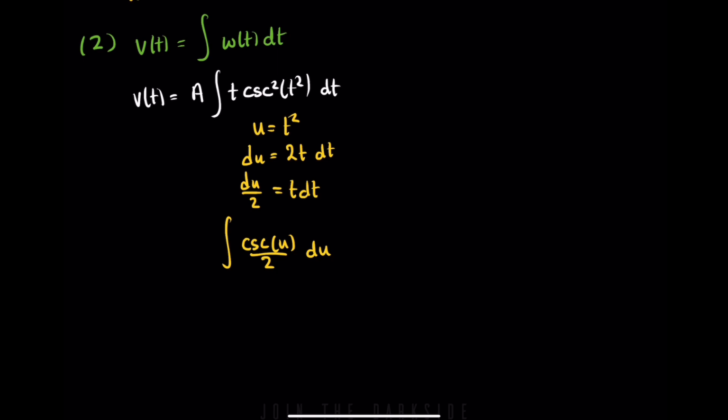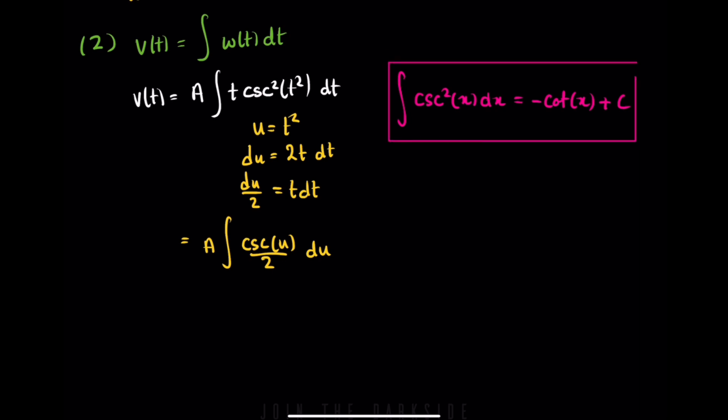All right, and this is v(t), but now it's in terms of u, but we'll quickly resolve this. So now remember what the integral of cosecant squared was. The integral of cosecant squared x dx is equal to negative cotangent x plus c. You probably learned this back in high school or something.